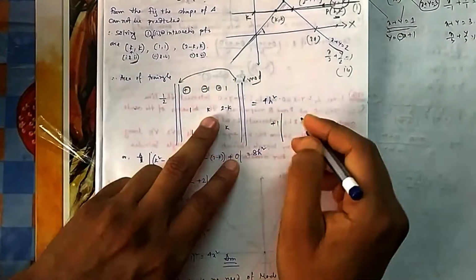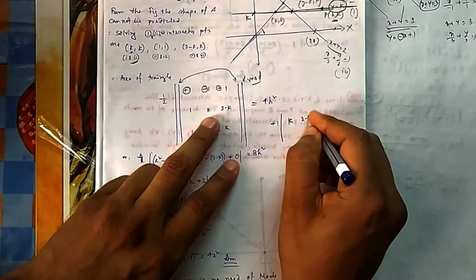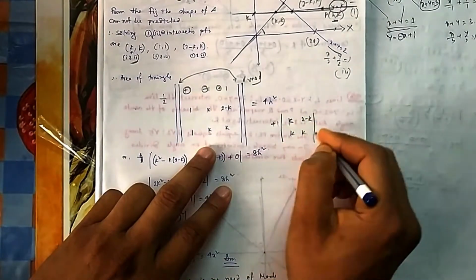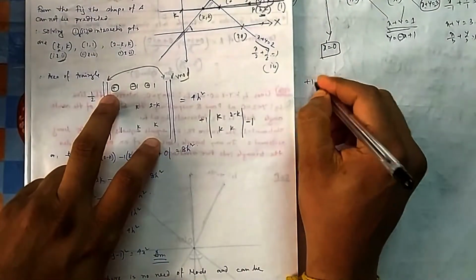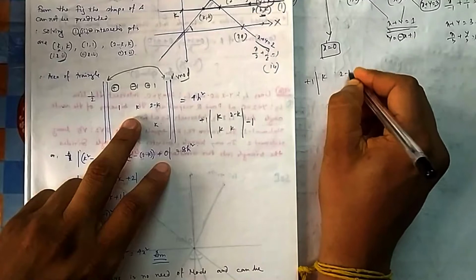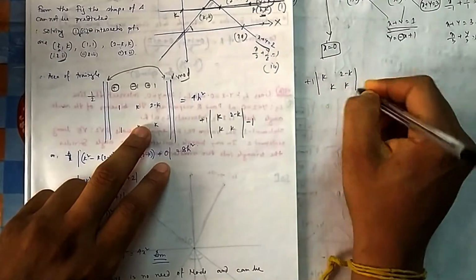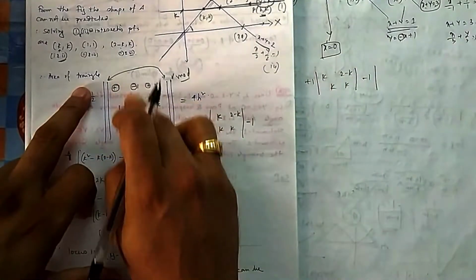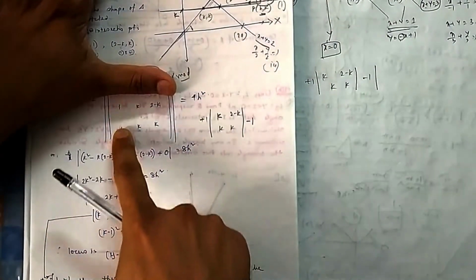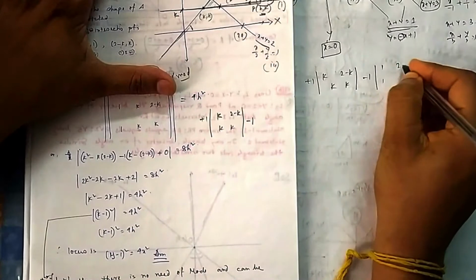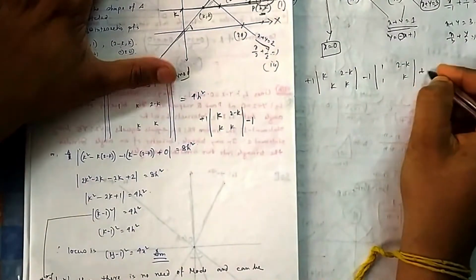So these and these are blocked. So it is k, 2 minus k, k, then that is minus 1. Expanding this one, it is k, 2 minus k, k, then minus 1, second one. For the second one, the second row and second column is blocked. So what is left? 1, 1, 2 minus k. And last one is plus 1.